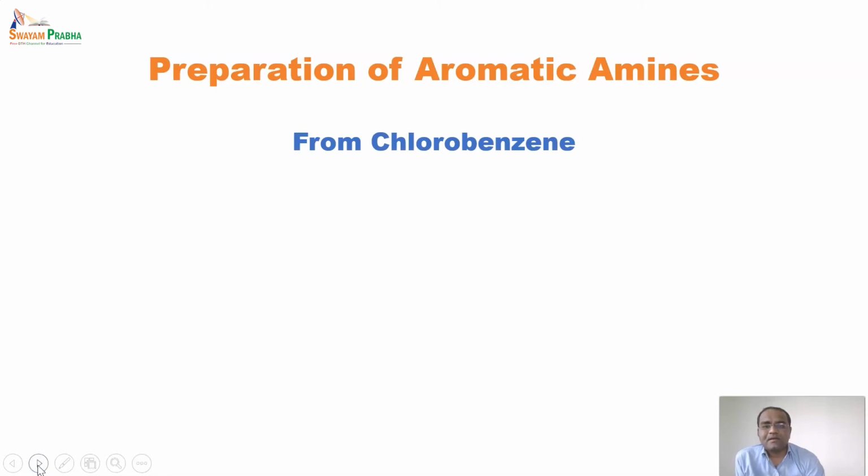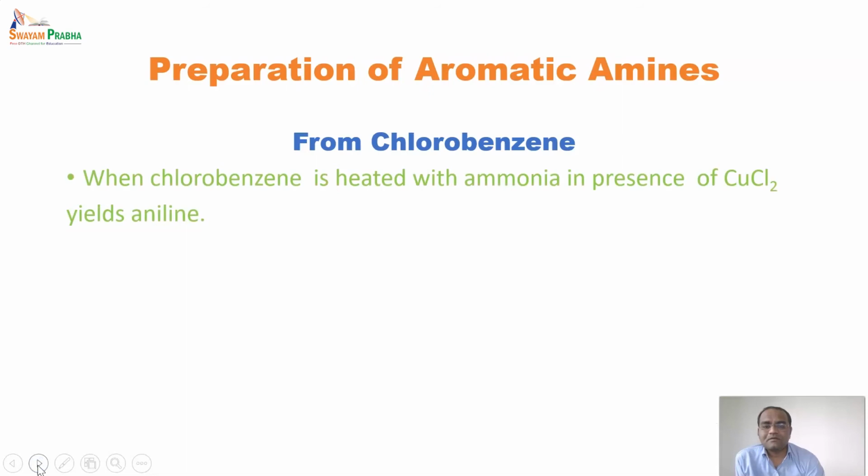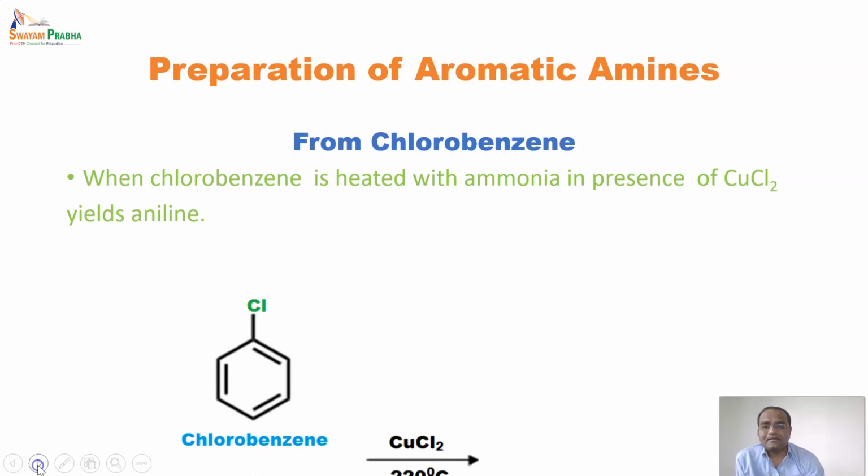Next method, preparation of aromatic amines from chlorobenzene. When chlorobenzene is heated with ammonia in the presence of copper chloride, it yields aniline, and it is heated in a high pressure reaction vessel at 220 degrees Celsius.